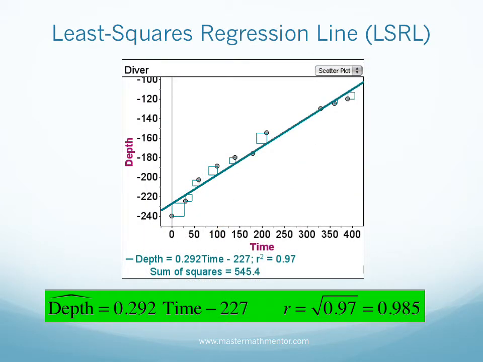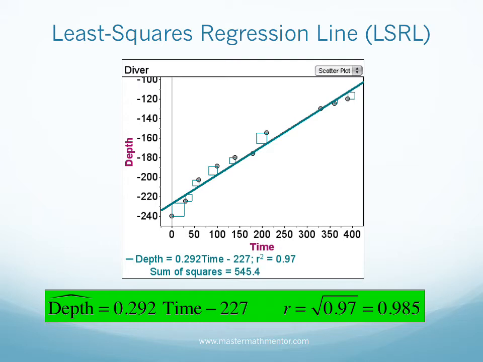Your calculator will calculate the least squares regression line. As shown by the slide, its formula is depth hat equals 0.292 time minus 227. The hat means that it is a predictive formula. We can predict the depth using this function of time.